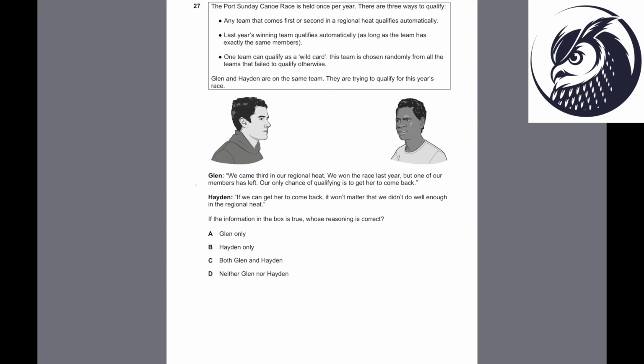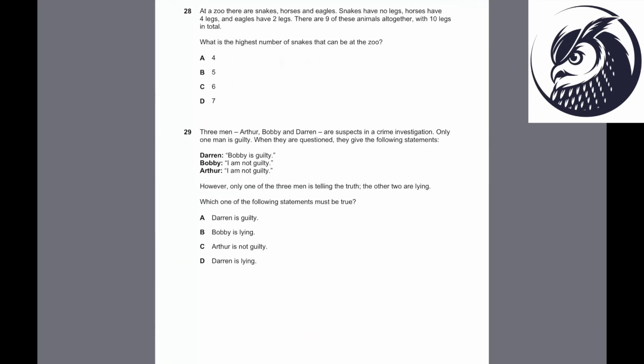Let's now move on to question 28. It says, at a zoo, there are snakes, horses, and eagles. Snakes have no legs, horses have 4 legs, and eagles have 2 legs. There are 9 of these animals altogether with 10 legs in total. What's the highest number of snakes that can be at the zoo? Okay, so we just need to do a little bit of logical reasoning here.